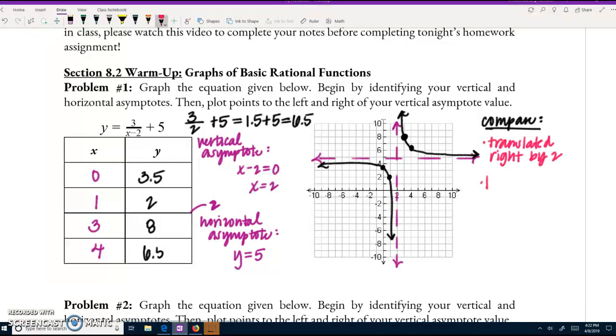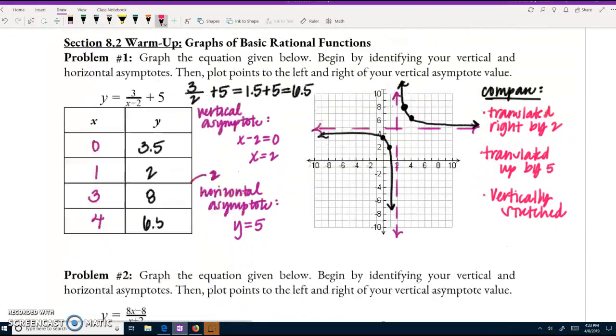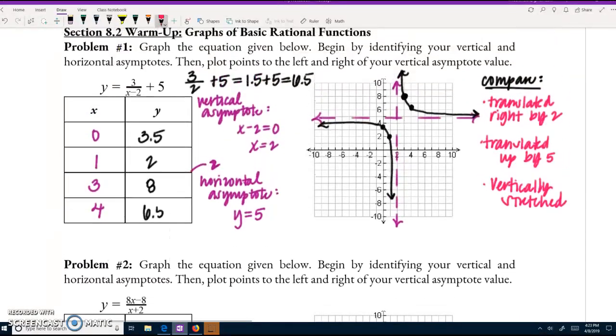We have shifted up, so we've translated vertically up by 5. And then that 3 has stretched out our graph vertically relative to the parent function. So those are the 3 things that have changed. Then we want to go ahead and take a look at problem 2.